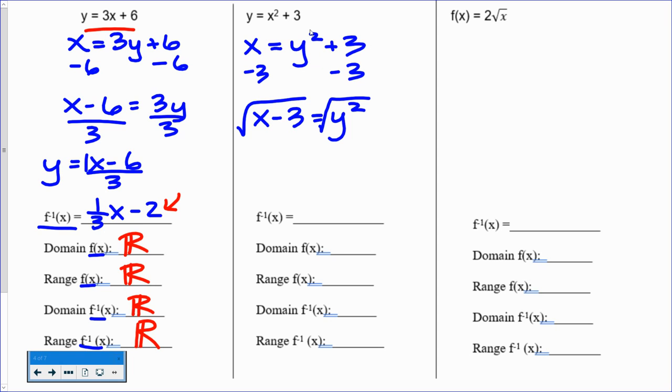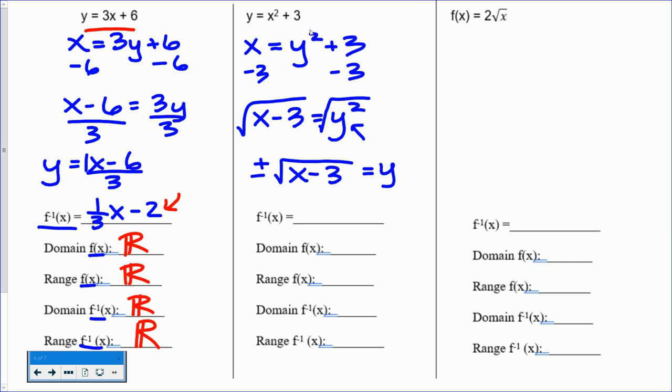Now I need to remember, just like when we solved equations and I had something like y squared equals 9, there were two things that made that true, both 3 and -3, so both positive and negative. So I need to make sure I remember that there would be two things that make that true, both a positive and a negative in front of that square root.